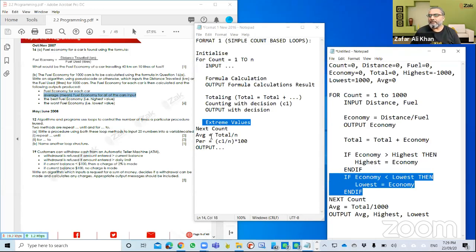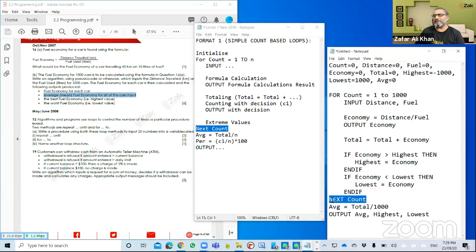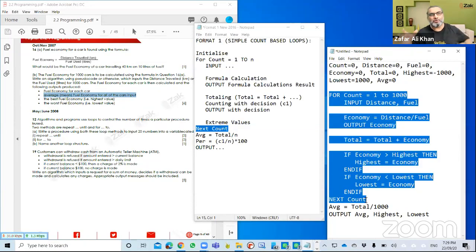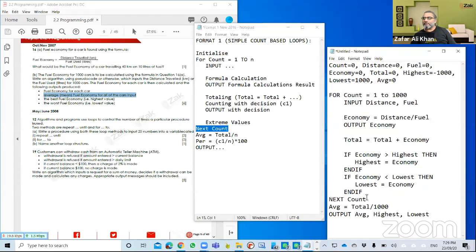Okay. And then next count. Next count are the words which need to be there so that they mark the end of the count based loop, simple count based loop. So whatever is in between for and next will happen how many times? 1000 times. Once you get out of this loop, you will have a total of all the economies of 1000 cars. You then divide that total by n, and n is what? 1000. And then there is this output, average, highest and lowest.